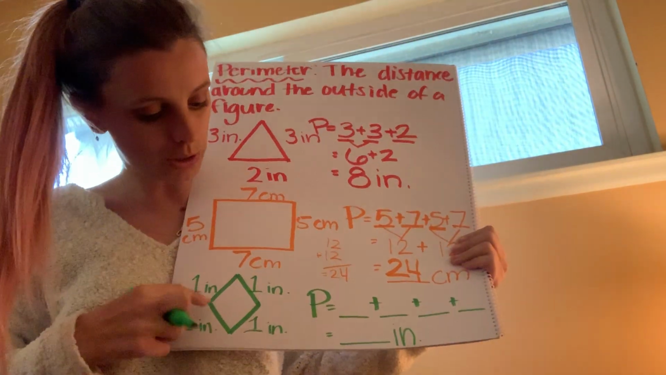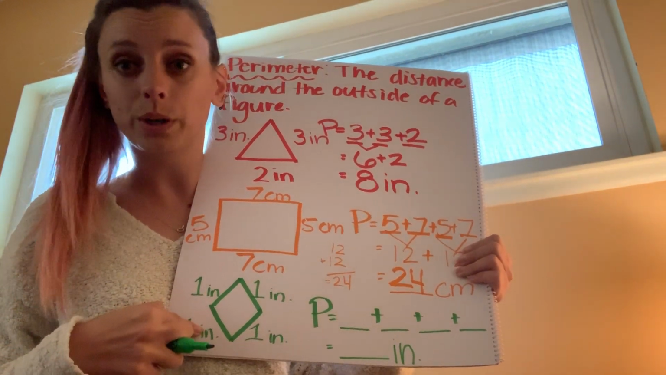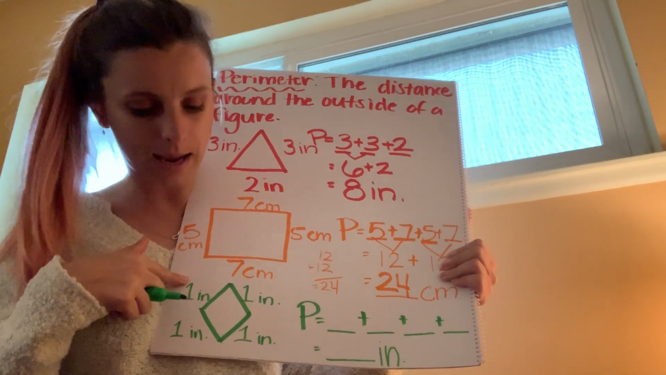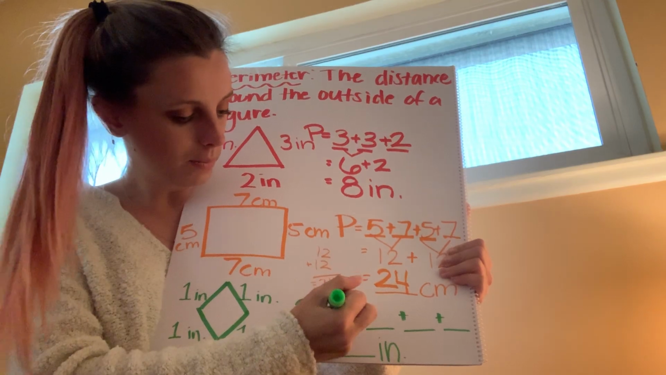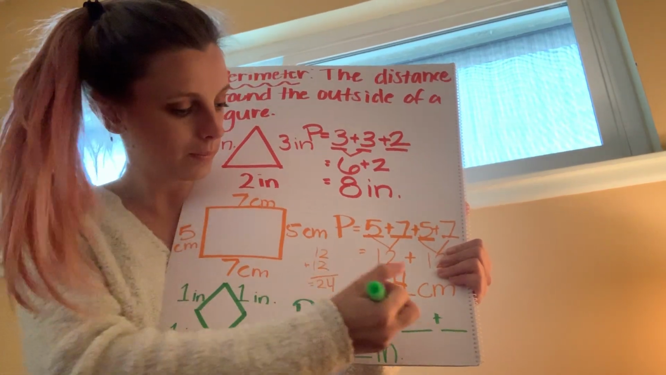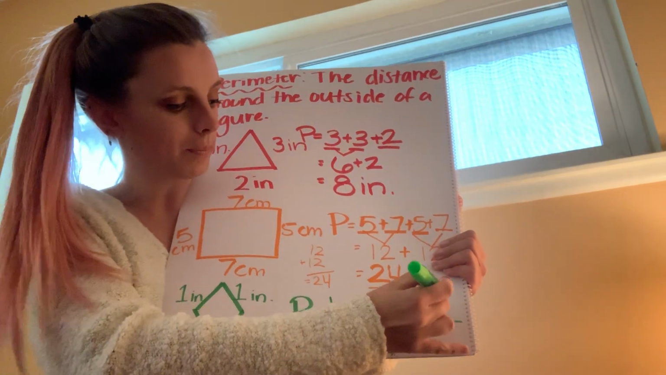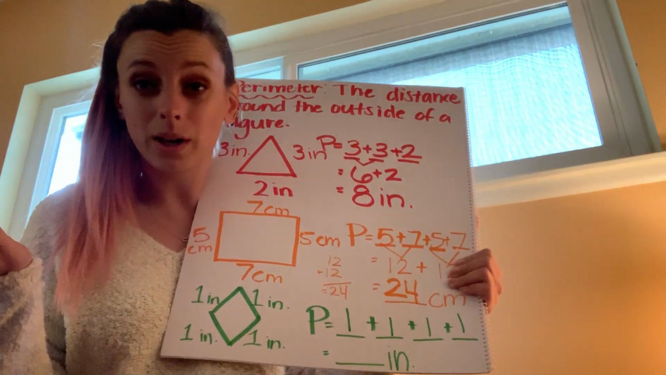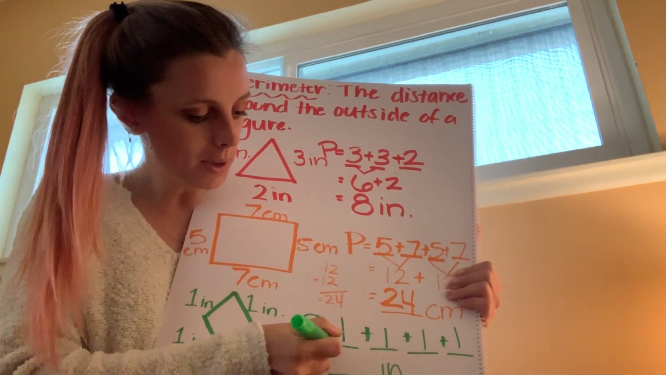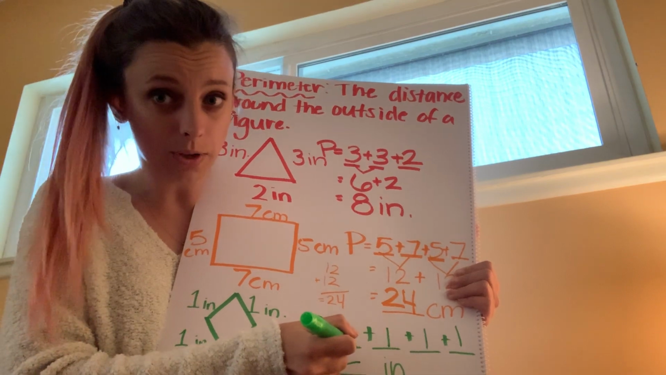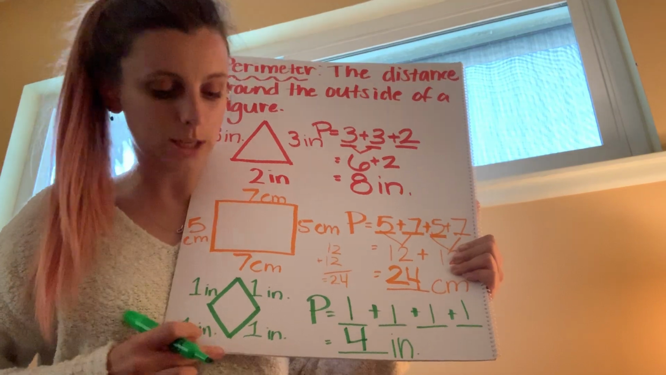So here I have a rhombus or diamond, and every side is 1 inch, and there are 4 sides. So I made 4 lines for my 4 sides, and I'm going to write in the lengths of those sides. So I am going to have 1 plus 1 plus 1 plus 1, or 1 times 4, because I have 4 groups of 1. So if I count that, that's 1, 2, 3, 4.